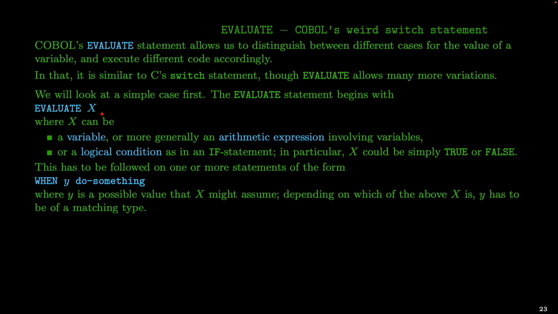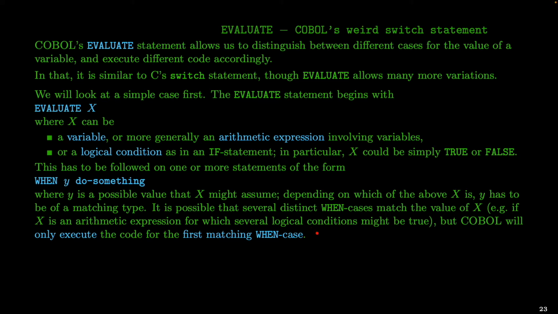And then this evaluate x is followed up by one or more statements of this form: when y, then do something. And y here is a possible value that x could have. So the idea is we look at x, and if x takes the value y, then this is what we want to do in this case. And we can, as I said, have multiple of these when statements. So depending on which of those multiple possible values for x we do different things.